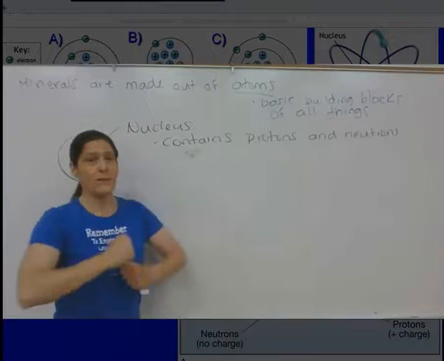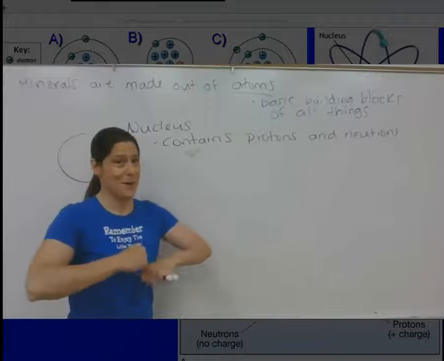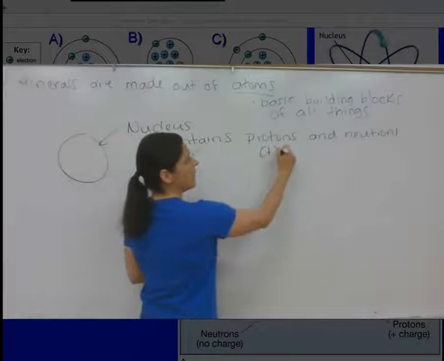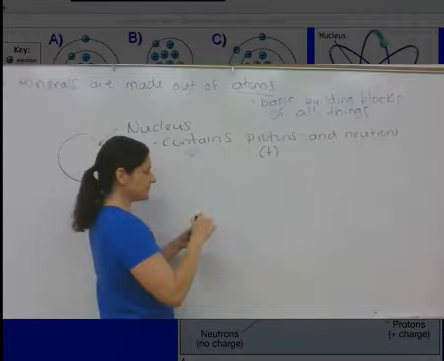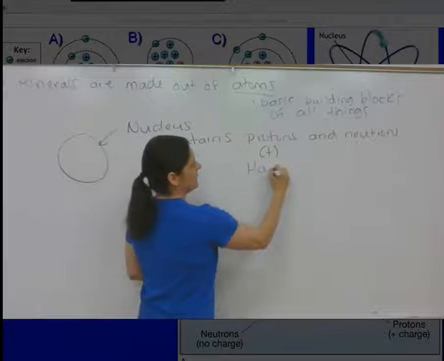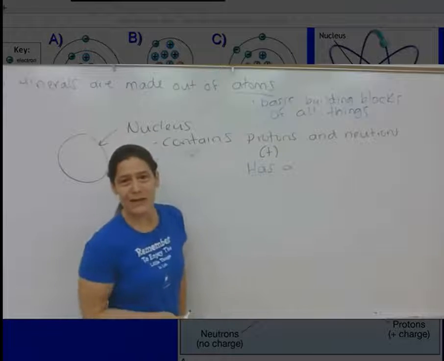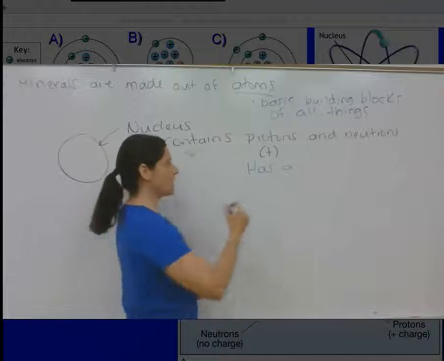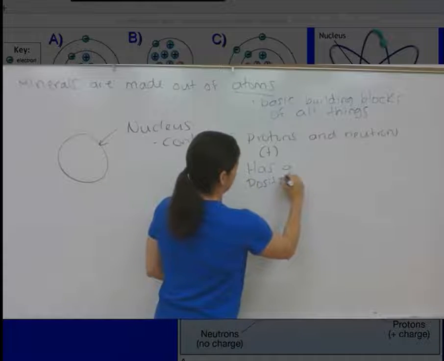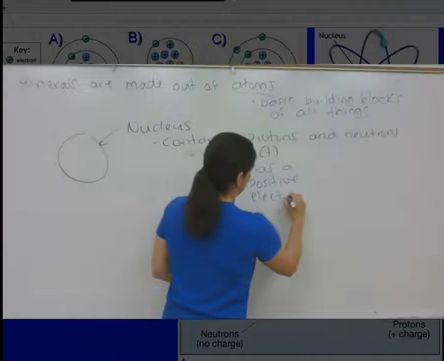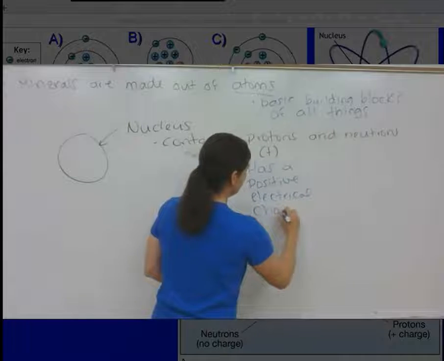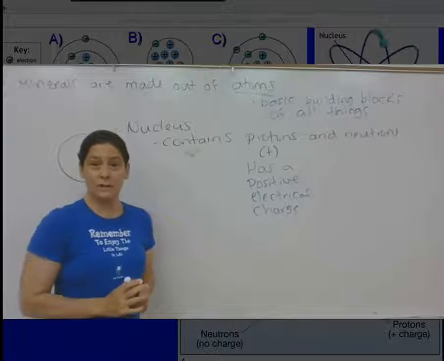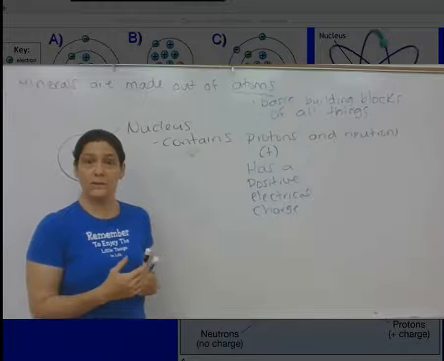Protons, if you're pro something, you're for it, you're positive about it. So protons have a positive electrical charge, so I'm going to give it a plus sign. Again, in case you couldn't hear me because my back was turned, I'm saying it has a positive electrical charge. Neutrons are neutrally charged. They have no electrical charge.